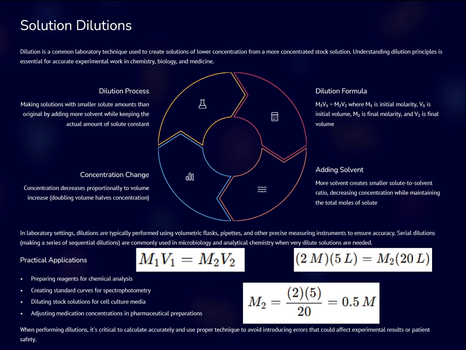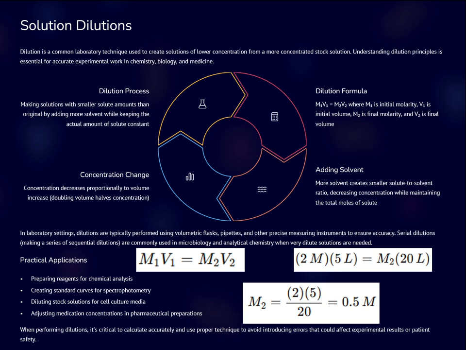Now, let's say you have a very concentrated solution that you want to make weaker. This is called dilution. For example, if you have 5 liters of a 2 molar hydrochloric acid solution and you want to dilute it into 20 liters, what is the new molarity? We will use the formula M1 times V1 is equal to M2 times V2.